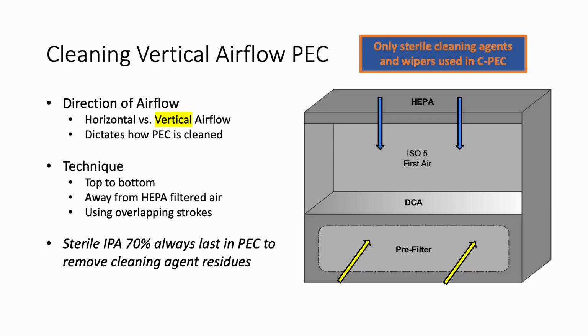Next, we'll talk about cleaning a vertical airflow PEC or hood. Remember that the airflow is going to help dictate the way we clean the hood. This is fairly the same to what we just discussed with one small change. But again, we're going to start from top to bottom, moving away from HEPA-filtered air using overlapping strokes. Again, remembering that only sterile cleaning agents and sterile cleaning wipers or anything else used in the hood must be sterile.